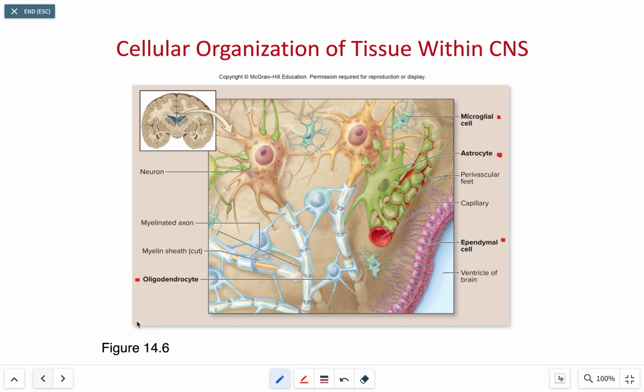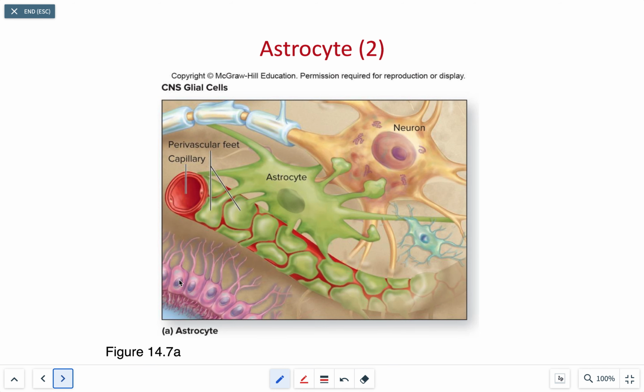The first one we're going to look at in the most detail is the astrocyte. The astrocytes are the largest and most numerous neuroglia in the central nervous system. Their main job is to maintain the blood-brain barrier. This means that compounds dissolved in the circulating blood in the capillaries do not have free access to the interstitial fluid of the central nervous system, of the brain.